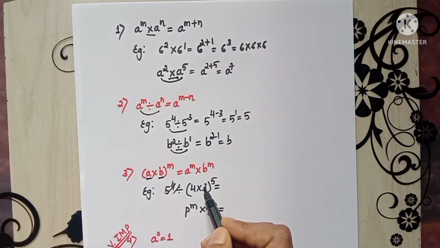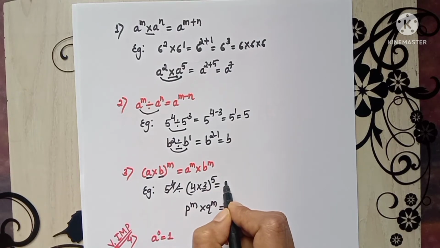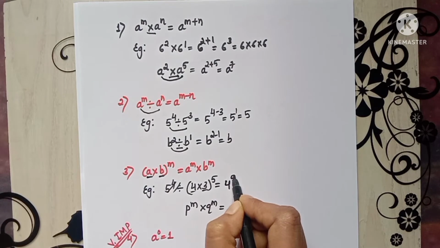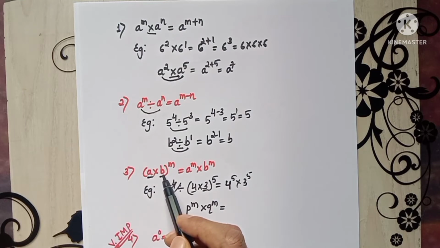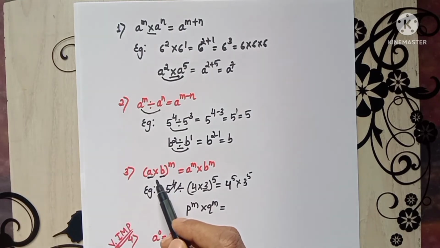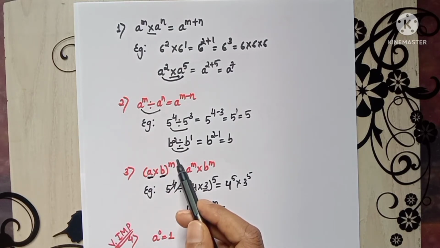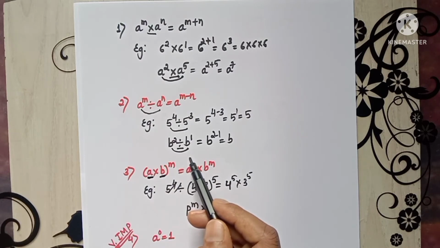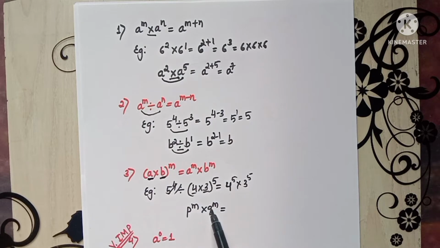4 into 3, the whole power 5. Here the bases are different and the power is same, therefore it will be 4 to the power 5 into 3 to the power 5. Here the base may be same or different, there will be no difference. But here the power should be same. Here the power is common. Therefore it will be 4 to the power 5 into 3 to the power 5. Let us take another example. p to the power m into q to the power m. We can reverse this law also.